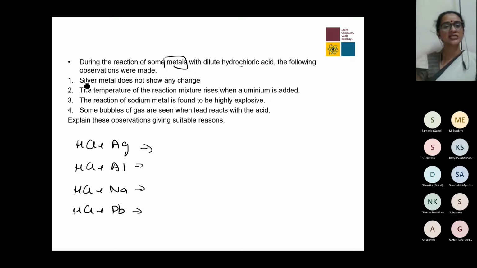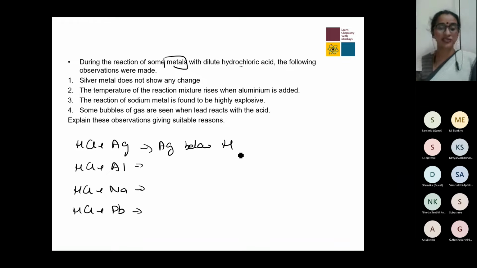It tells us that the silver metal does not show any change, and this is because silver is below hydrogen in the reactivity series. If silver was above hydrogen, it would definitely displace it and some kind of reaction would be seen. But the very fact that it does not displace it, that we're not able to see a reaction, indicates that it lies below hydrogen in the reactivity series. Okay, right.